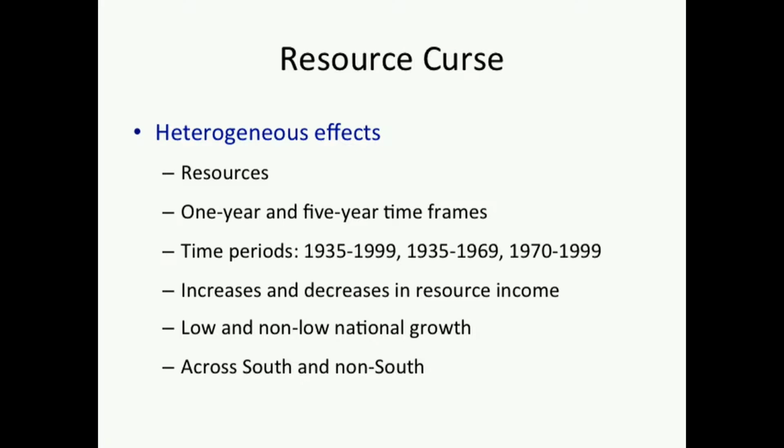And then we look at 2 subperiods, which roughly correspond. People often focus on this later subperiod when they're doing stuff on the resource curve. So part of the reason to subdivide the period is to think about the period where we have some additional historical time. So you should think about this as roughly from the end of the Depression through 1969. But then this is the period that people often look at. We're going to look at increases and decreases in resource income, so we'll allow that to be flexibly estimated. We'll look at low and non-low national growth, and across the South and the non-South.